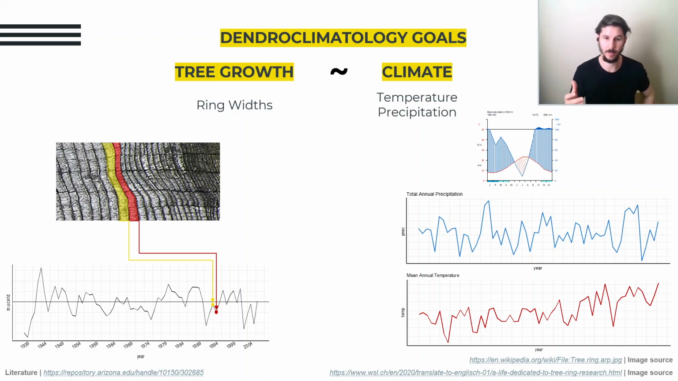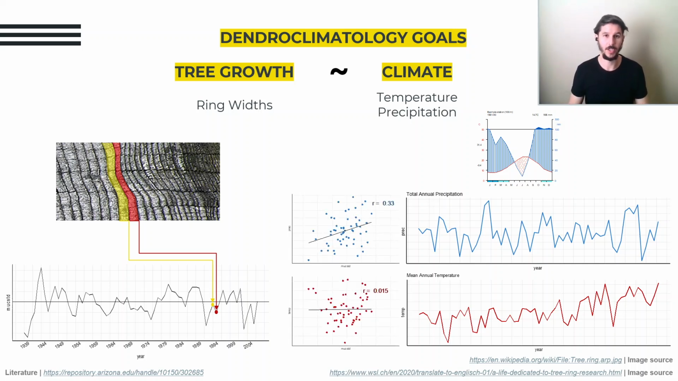So for example, for precipitation, you can have total annual precipitation, or mean annual temperature. Since you have specific rings assigned to specific years, you can do the same. You can just do a correlation between the two and see how much that helps you understand. However, this is not the best way to do it because you're losing a lot of information.